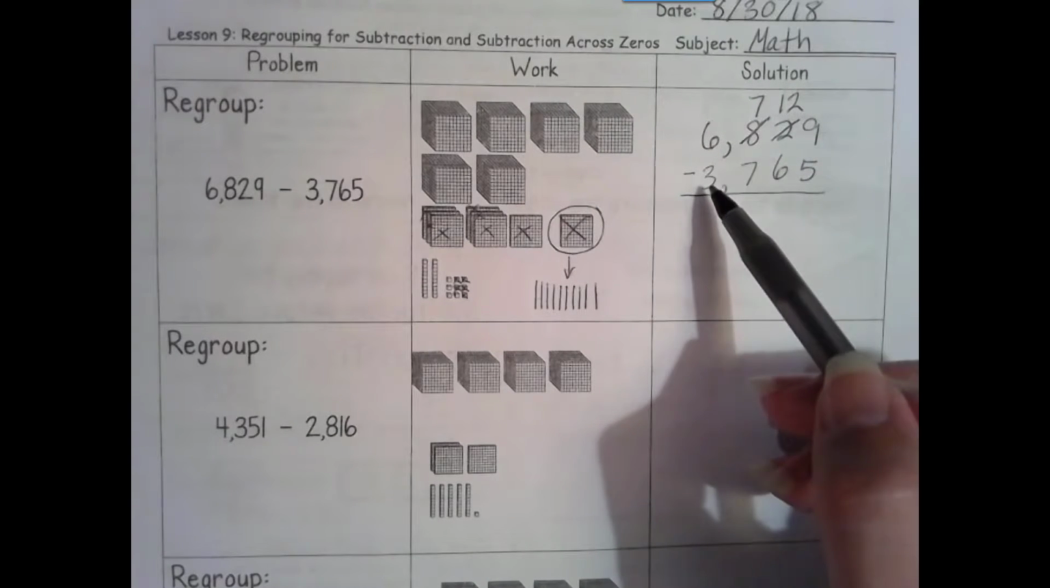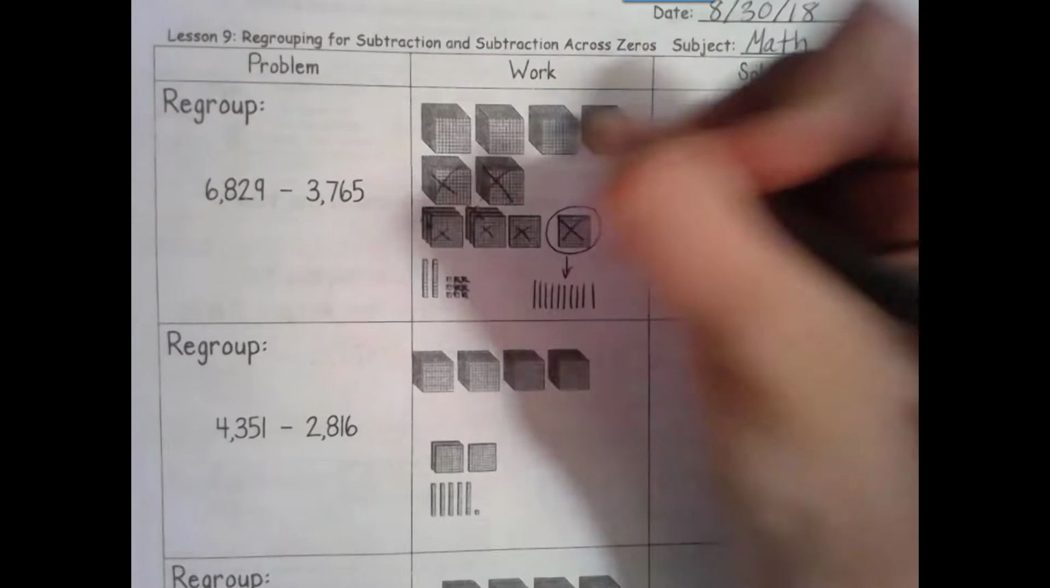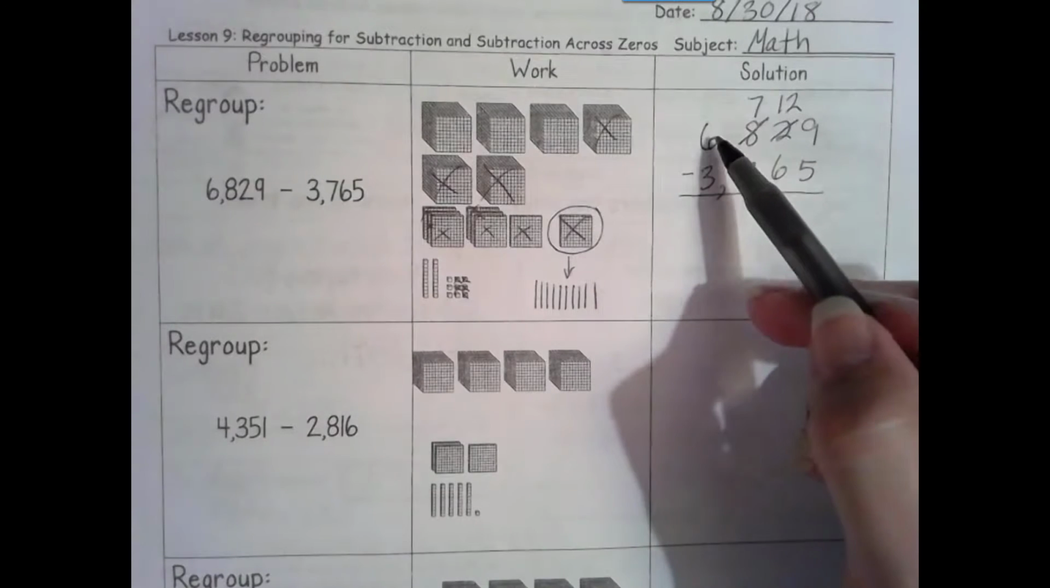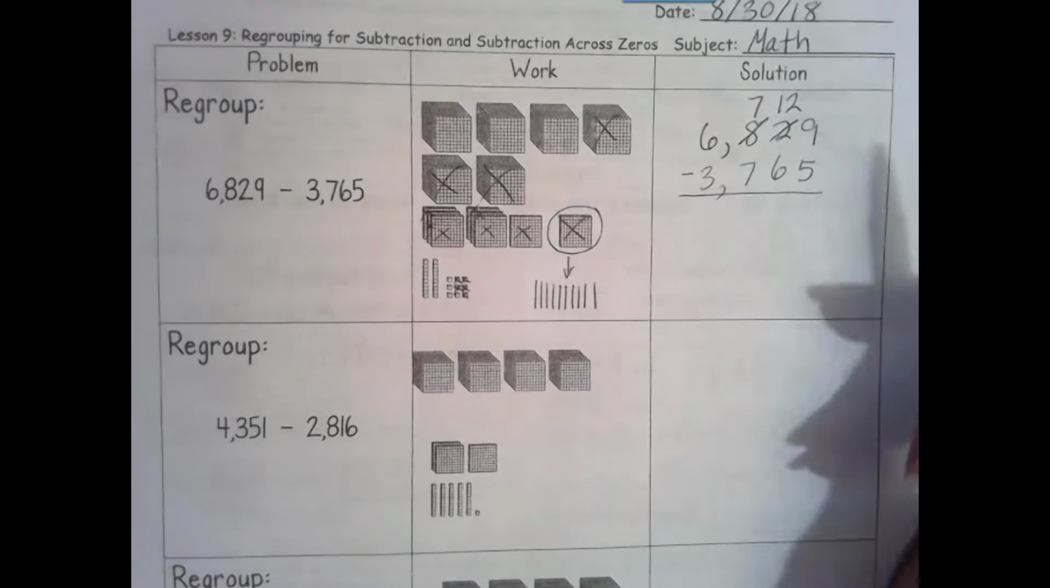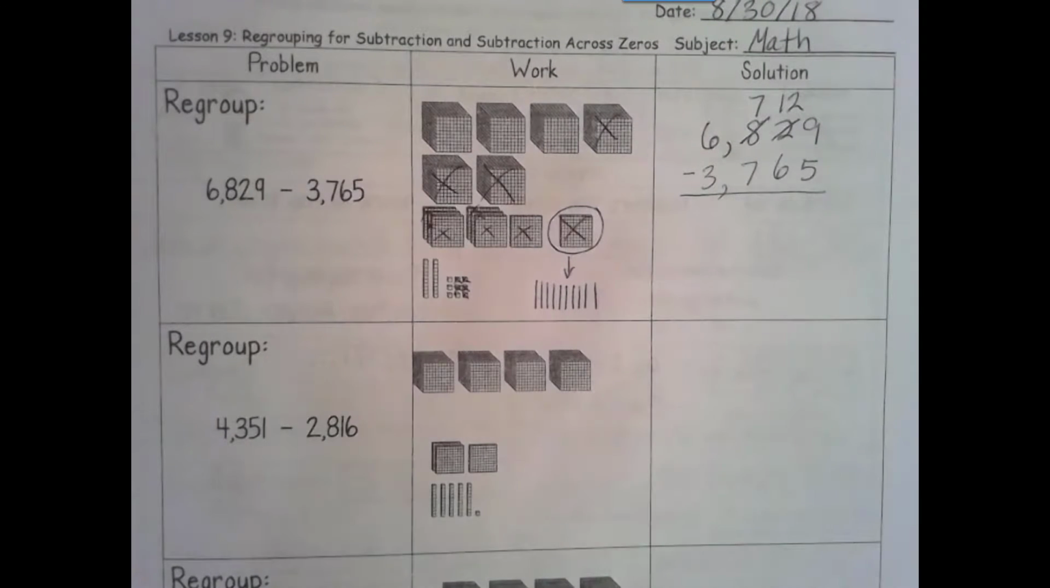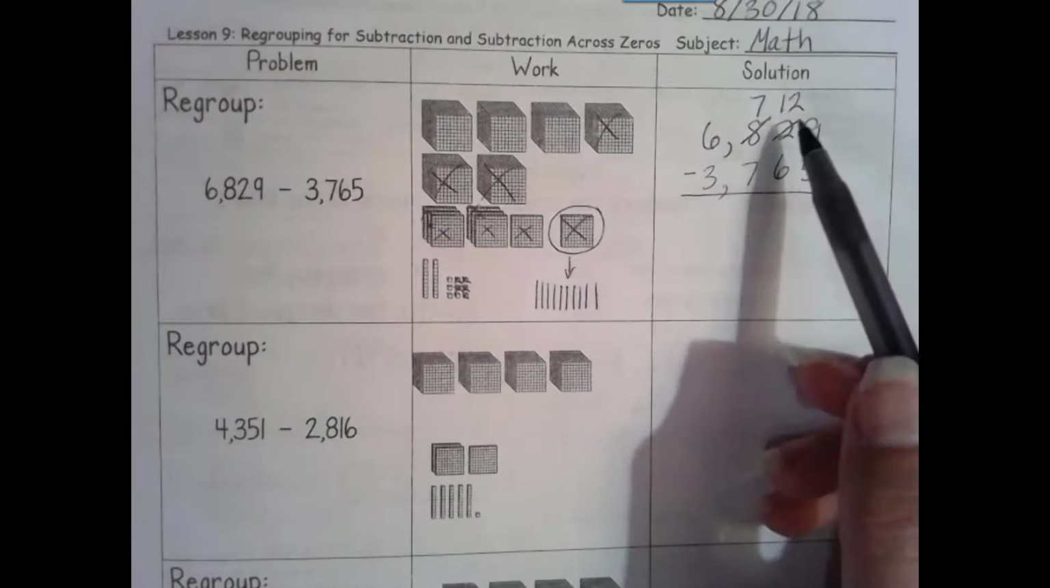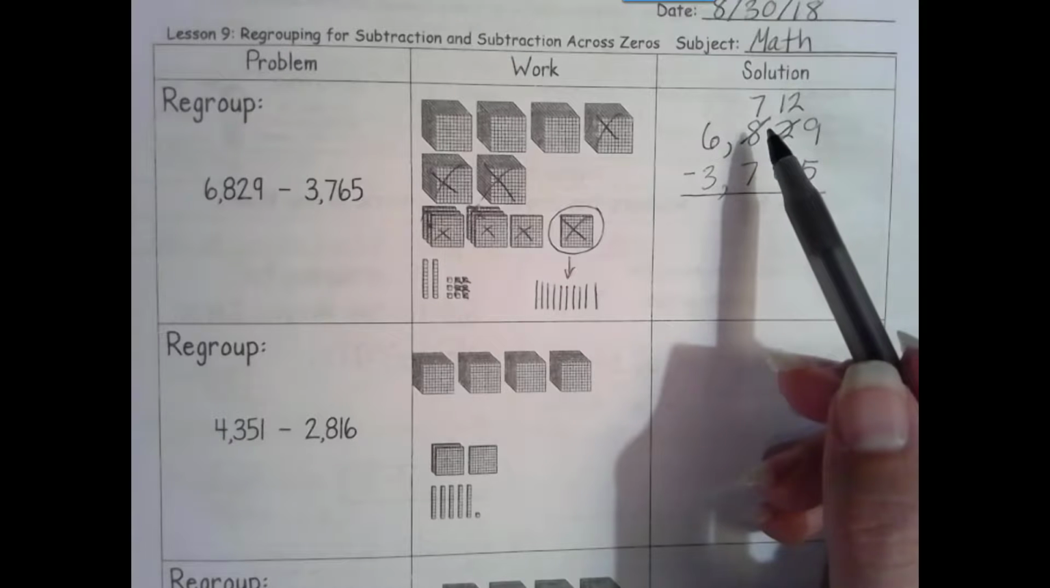Can I take 3 from 6? 1, 2, 3. Yes. More on top, no need to stop. And that's it. That's all we needed to do for regrouping. Sometimes we don't need to, but you always want to check before you start subtracting.